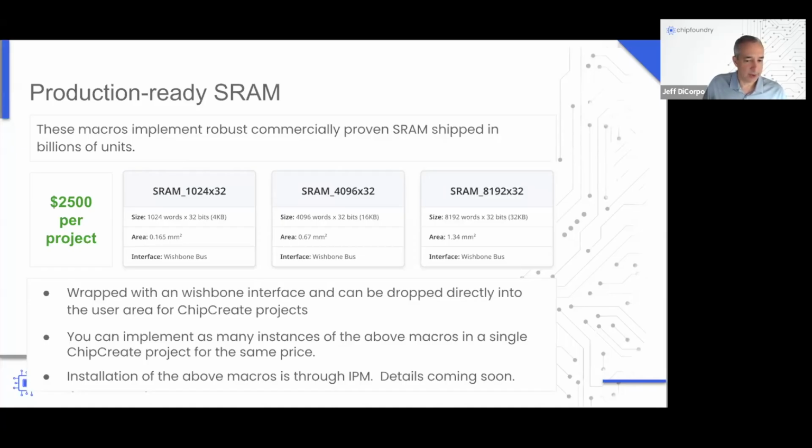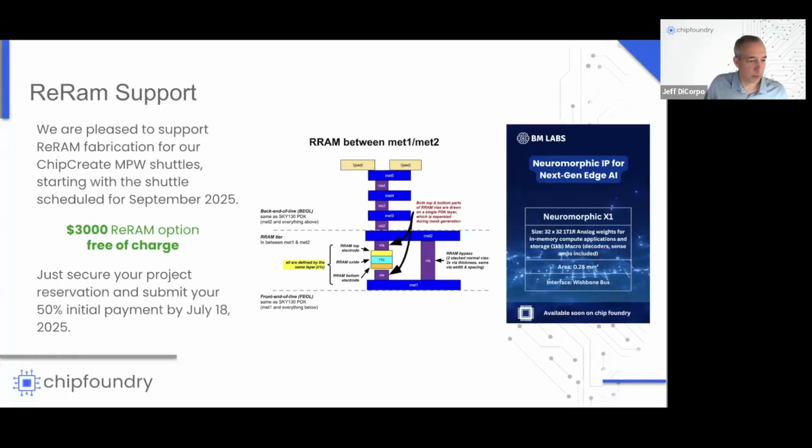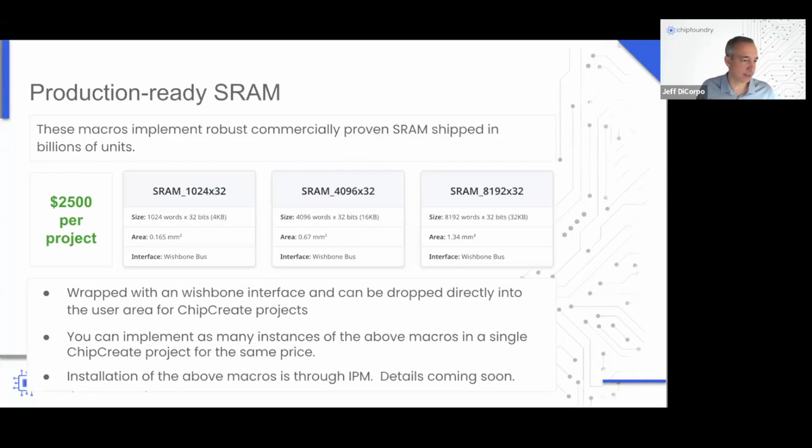Each of those macros is wrapped with a Wishbone bus interface, so they can be readily dropped into the user area and connected up to support the applications or designs that you want to implement. The price for using those macros in your project is $2,500 per project. That said, you can implement as many macros as you want in the user area for that single price. We will be providing more instructions on how to access and implement those macros. That'll all be available through IPM, which is a tool used for managing and installing IP in your projects.